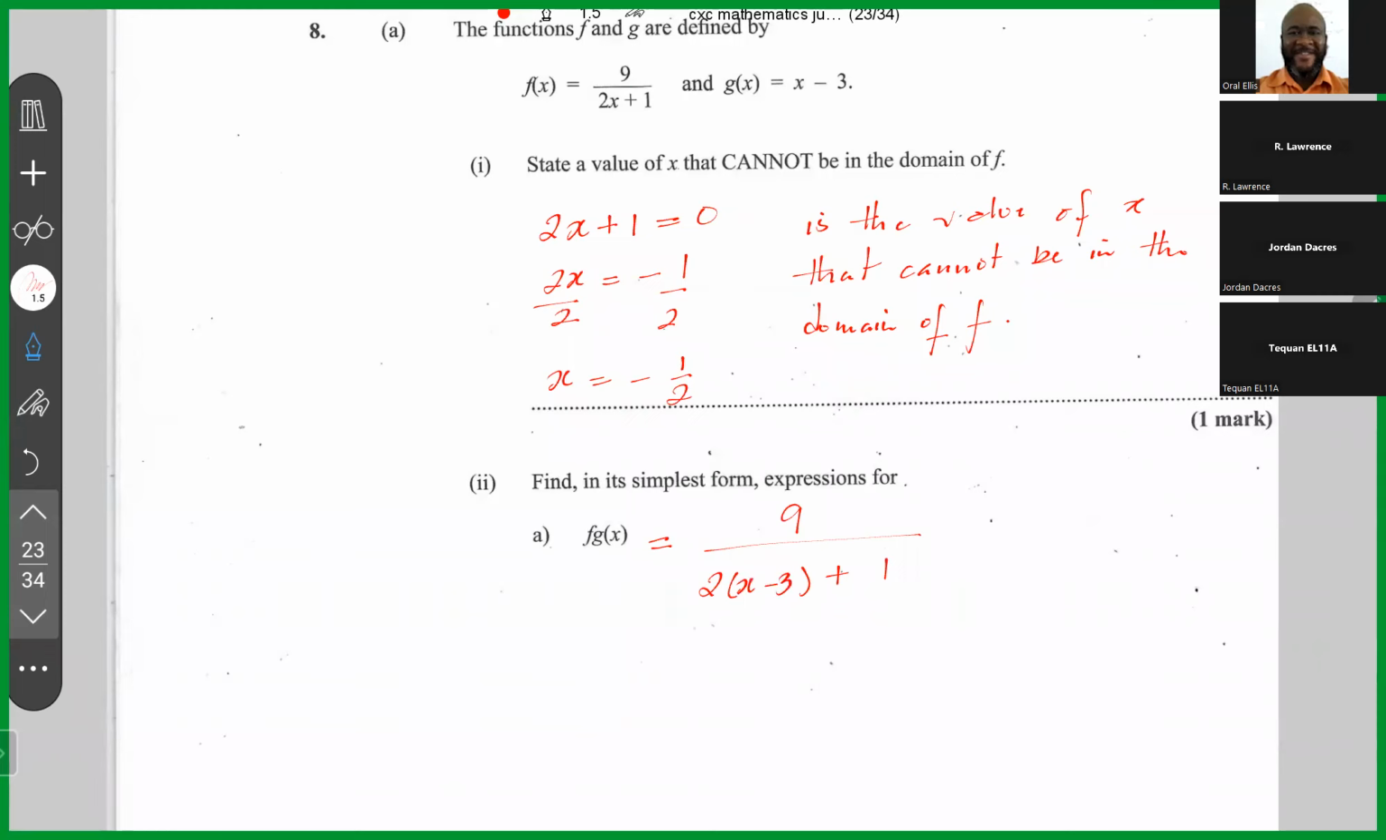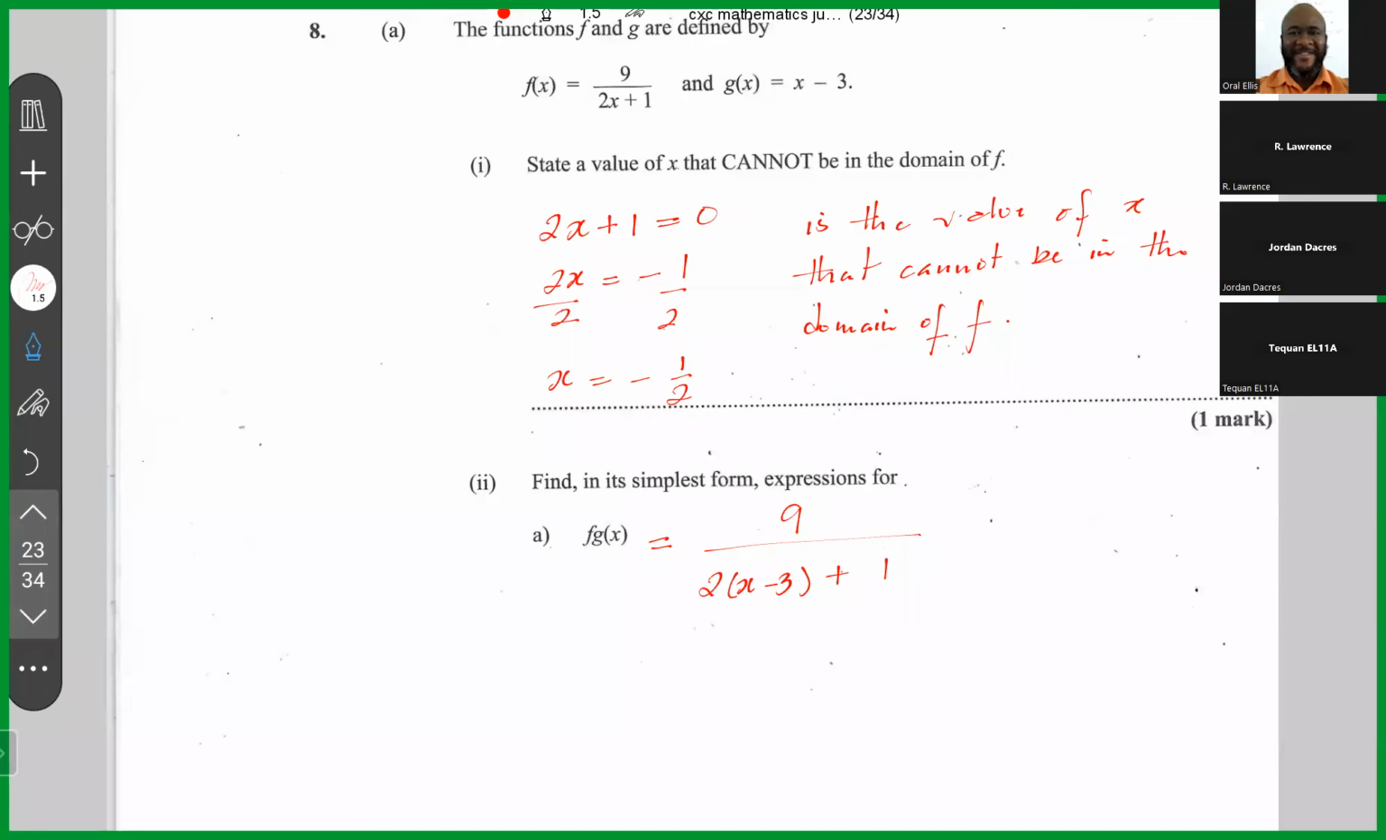So f of g of x is a composite function, and literally, to form it, we're going to put the g function inside of the f function. How do we do that? We're going to write f, and in f, wherever we see x, we're going to take out x and put g. So we're going to simplify.